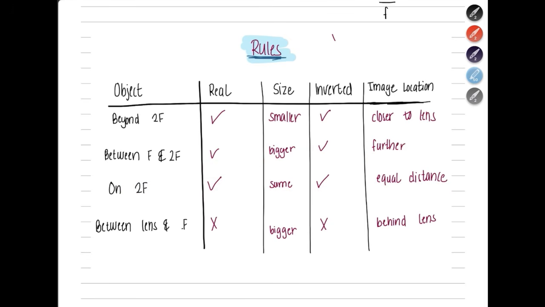If the object is between lens and f, the image will not be real, it will be a virtual image, it will be larger in size, and the image will not be inverted, it will be upright, same as the object, and the image location would be behind the lens, okay, not beyond the lens. And this is used in magnifying glasses because the image is bigger, right?